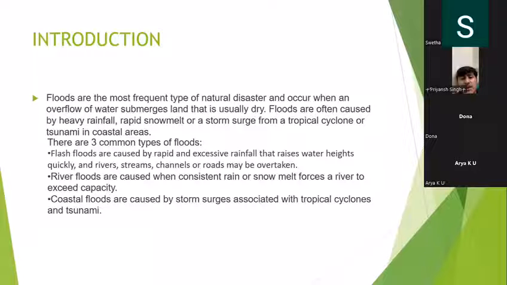The rivers, streams, channels, and roads may be overtaken. River floods are caused when constant rain or snowmelt forces a river to exceed its capacity. Coastal floods are caused by storm surge associated with tropical cyclones and tsunamis. In our PPT we show how the Kashmir rainfall came about.